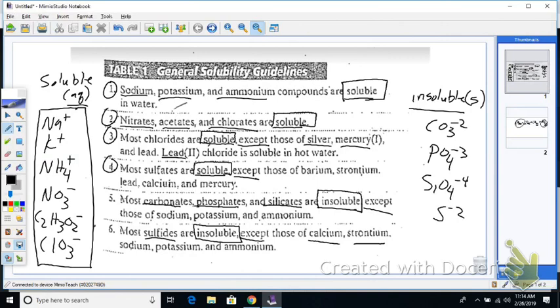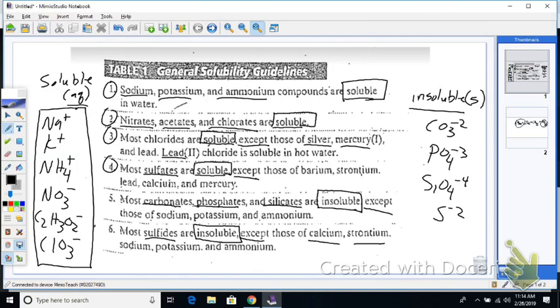And in number 4, it says most sulfates, that's SO4, are soluble, but there are 5 cases where they're considered insoluble. Okay, the exception is insoluble with barium, strontium, lead, calcium, and mercury. So I'm going to give you 8 of these combinations in a formula. And you're going to use these rules and determine if they're soluble or insoluble based upon the statement.